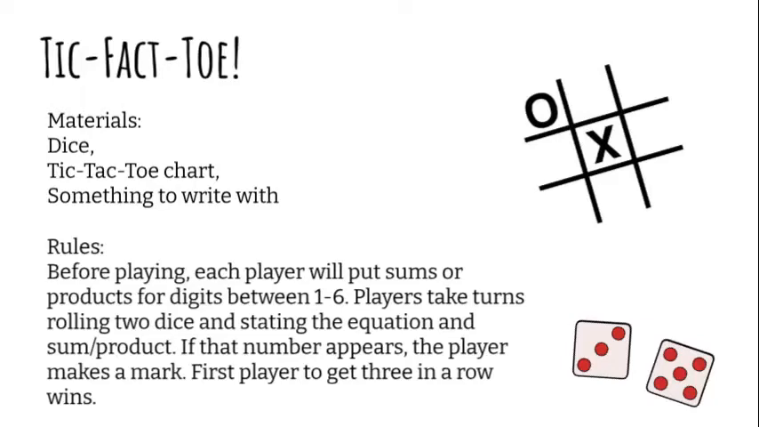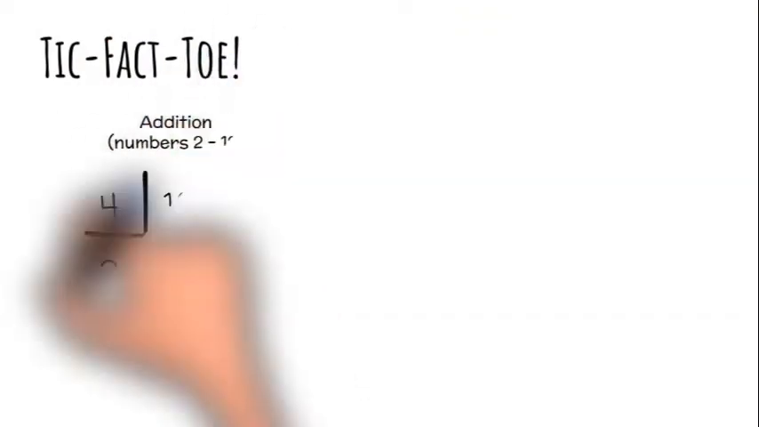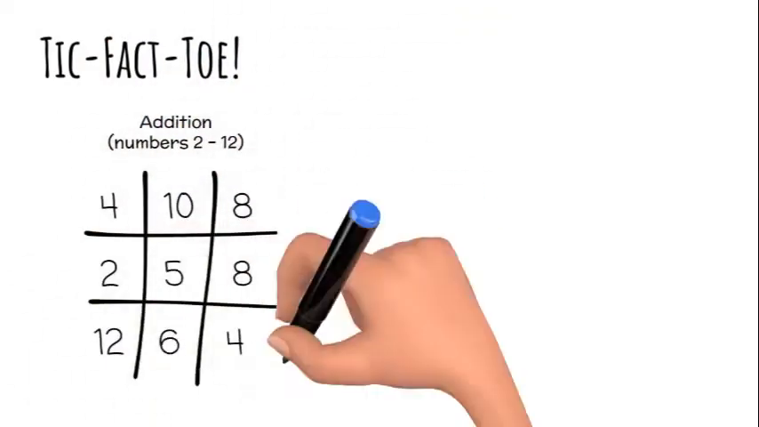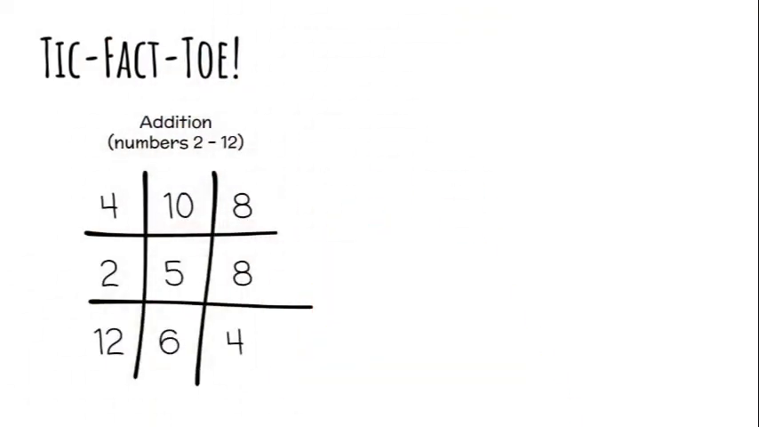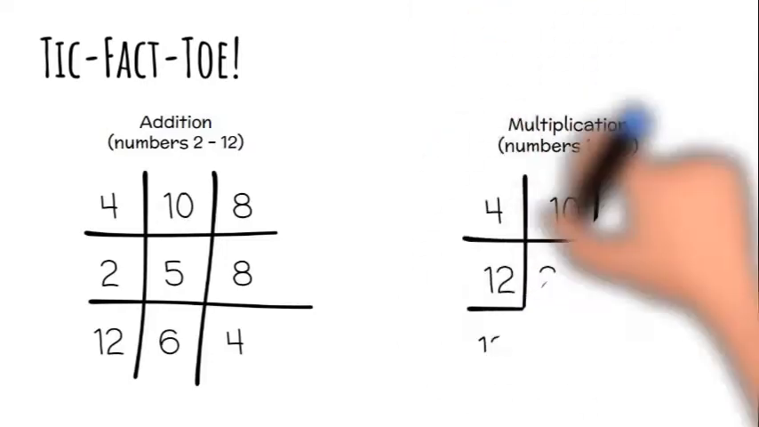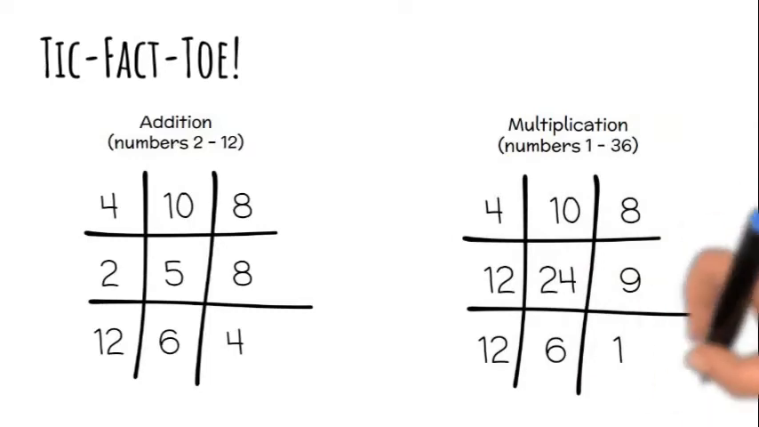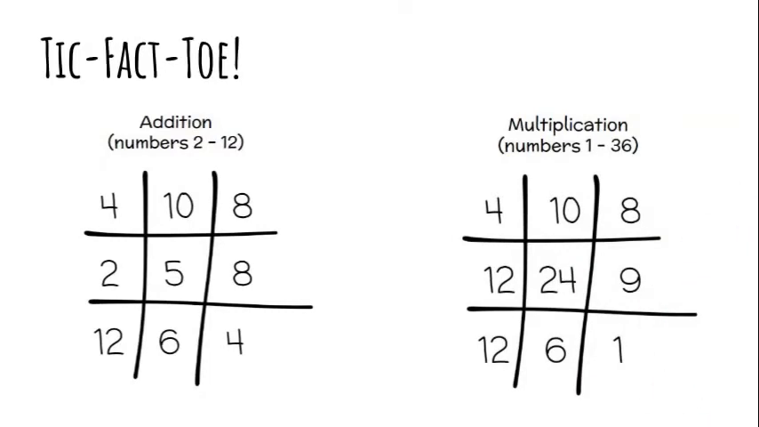Let's take a look at an example. On the left is an example with addition, and on the right is multiplication. Since my dice range from 1 to 6, the numbers I can write in the chart can range from 2 to 12 if using this game for addition, and 1 through 36 if you are using this game for multiplication. On the screen is what the charts with the written sums or products will look like.